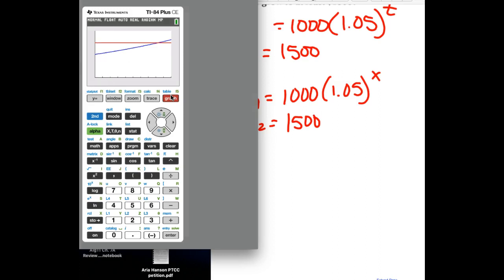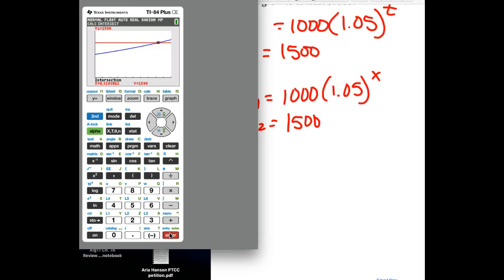So the blue curve is my y equals 1000 times 1.05 to the x power, right? It's a very gradual exponential growth. 5% increase isn't changing much, okay? The horizontal red line is my y equals 1500. Do they cross? Yes. Okay, so I know that I'm going to reach 1500 within that window of 0 to 10 years. I could do an intersection. So second trace, number 5, enter, enter, enter, and it's showing me here that it intersects at an x being 8.3.